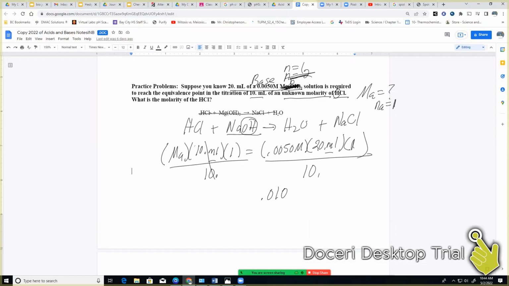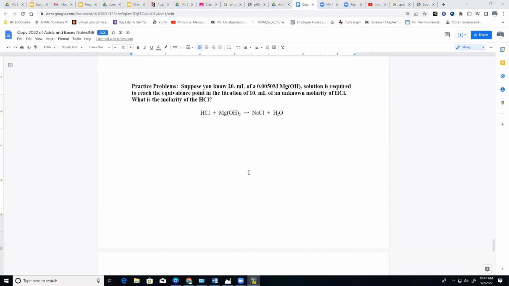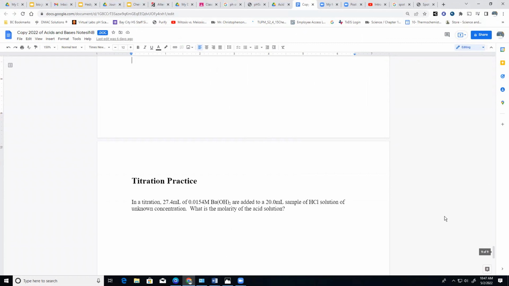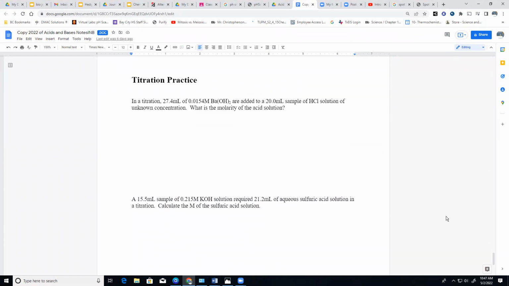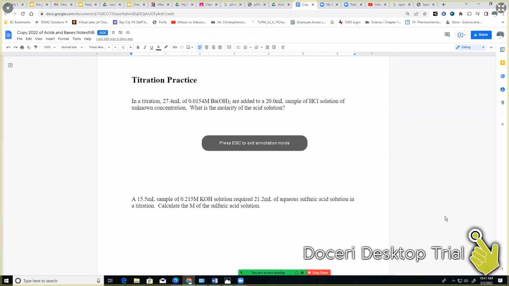0.010 molar. 0.01 would just be 1 sig fig. That leading 0 does not count as a sig fig. So you could write it like that. You could put it in brackets, but you've got to do one of those two to show what the units are. All right. Questions on that? Pretty easy. Like I said, it's similar to a formula we've already used one time. All right, let's look at another one, and then y'all can give one a try.